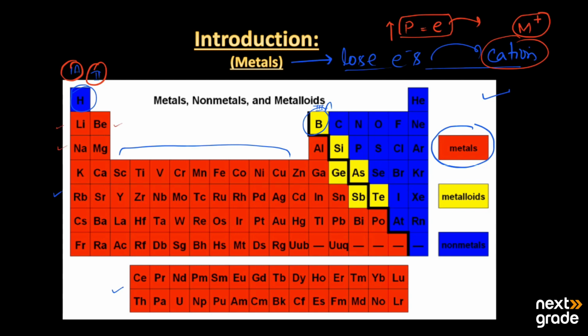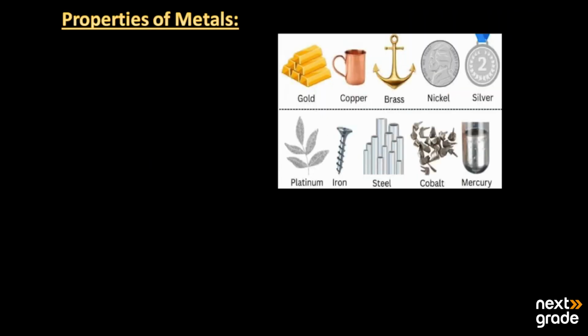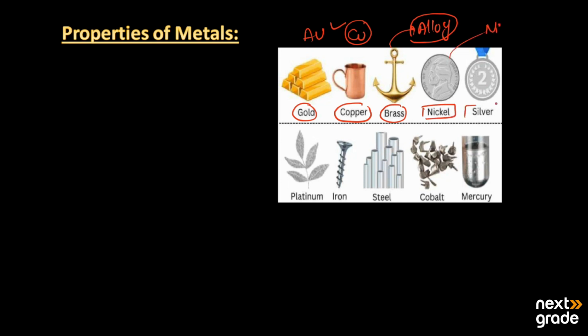Now, the basic properties of metals, along with examples. Here we have gold. Its symbol is Au. It is a metal. We have copper, denoted as Cu. Here we have brass. It is basically an alloy made up of different types of metals combined, like copper and zinc. Here we have nickel. It is used for making coins. Here we have silver, which is used for making different types of medals and utensils.